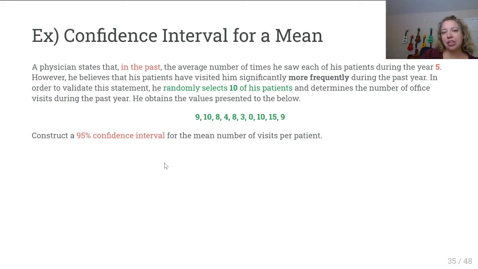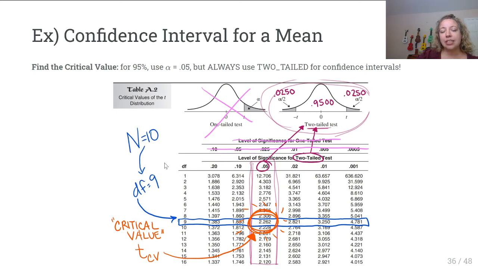And we have 10 values. So our sample size is 10, and we used R before to calculate the mean and standard deviation. But to make that confidence interval, we've got to find a critical value in the table. Since we don't know the population standard deviation, and we're going to use our computed sample standard deviation, we're going to need a t critical value instead of a z critical value.